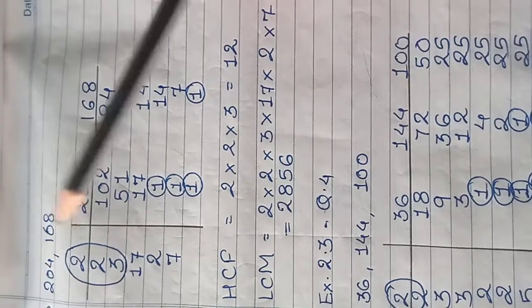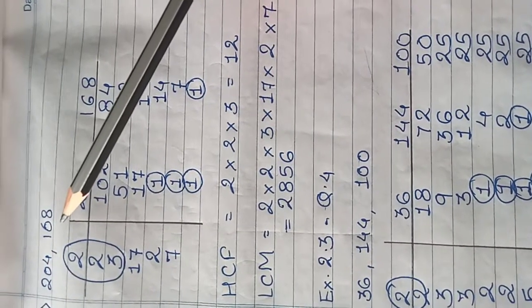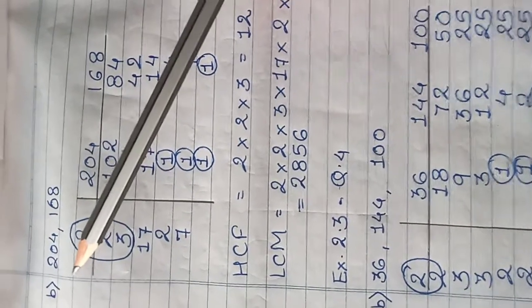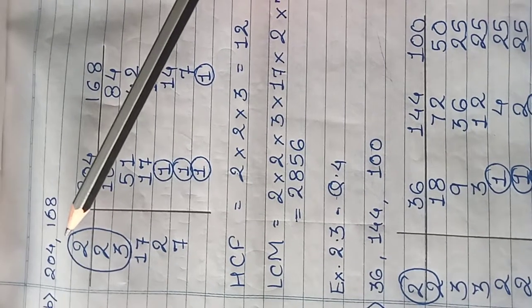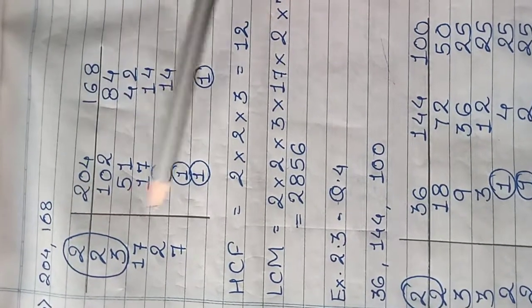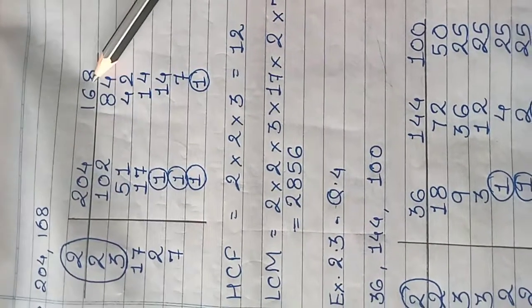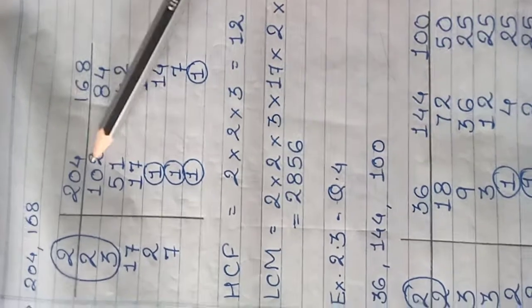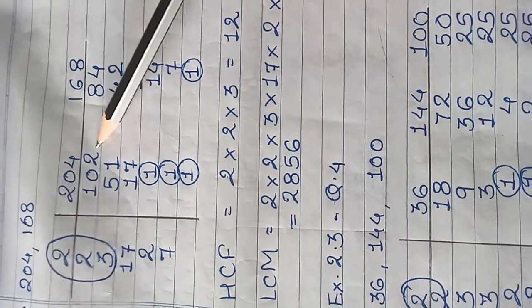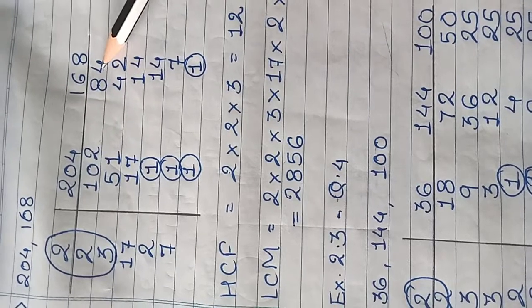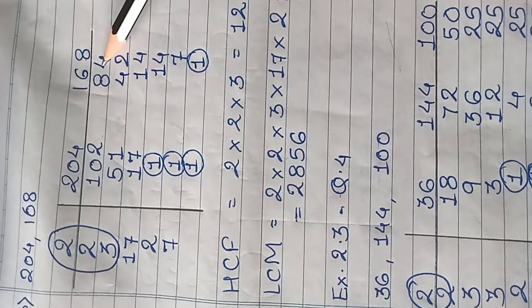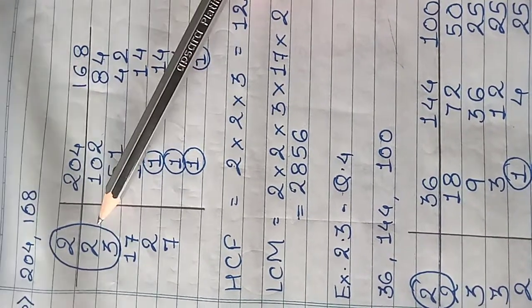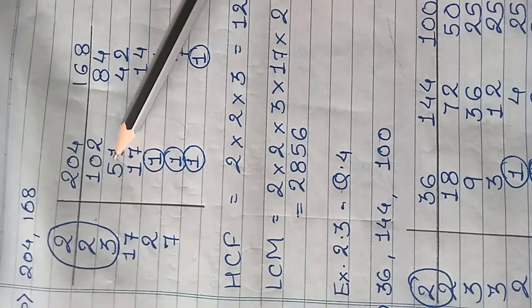Let us consider one more example, that is B from the same question. The numbers are 204 and 168. As both the numbers are even numbers, I will divide by 2. After dividing these two numbers by 2, I got 102 and 84. Again, these two numbers are even numbers. I will divide by 2.